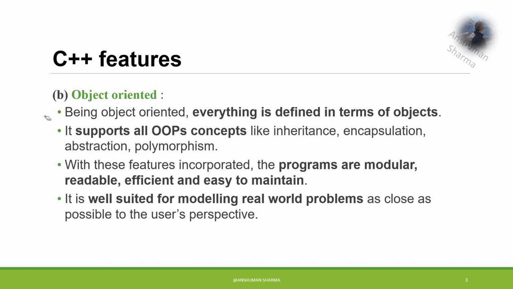Because of these features, whenever we make programs in C++, they help to make programs that resemble real-world problems, and it is closer to the user's perspective. That is why it is called an object-oriented language.